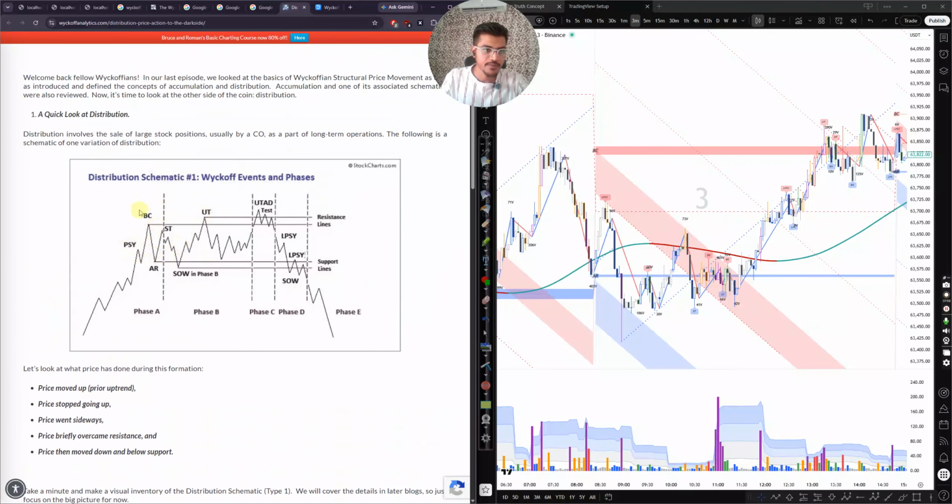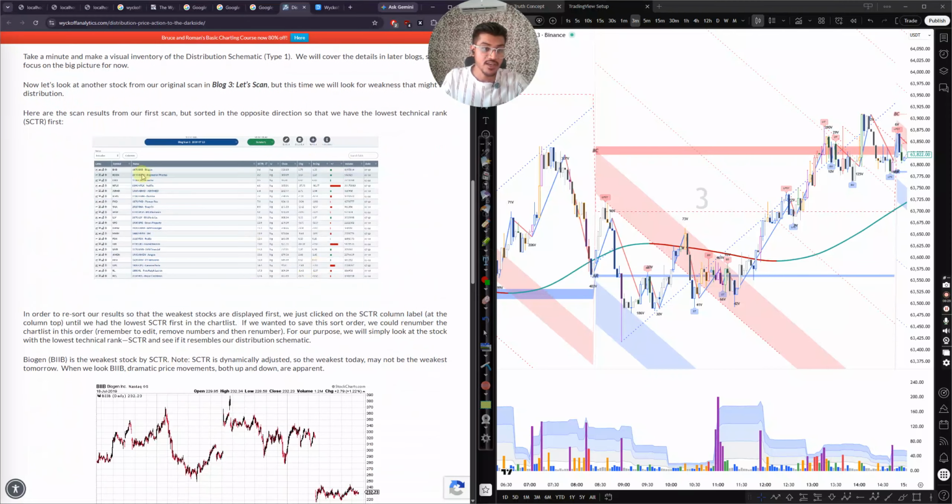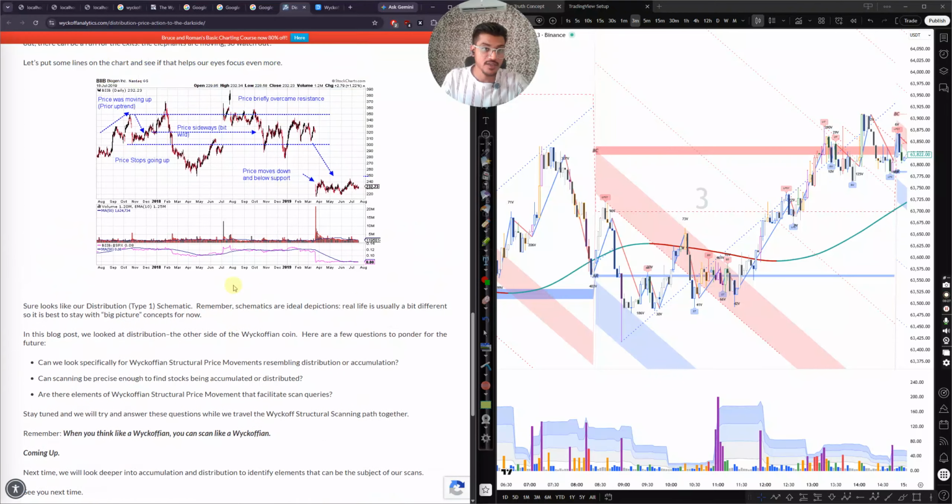You see preliminary supply, buying climax, automatic reaction, secondary test, phase A complete, sign of weakness in phase B, right? Upthrust, and then upthrust after distribution. This is schematic number 1. Upthrust after distribution happens in phase D, and then LPSY, sign of weakness, and then it's breaking the support line when the support is becoming resistance. You can read all about those here.